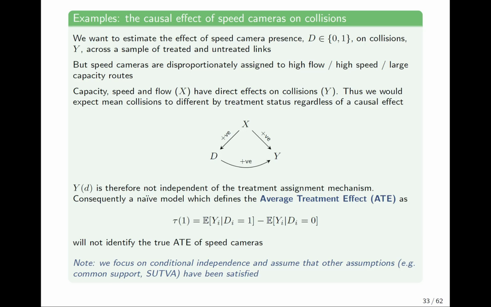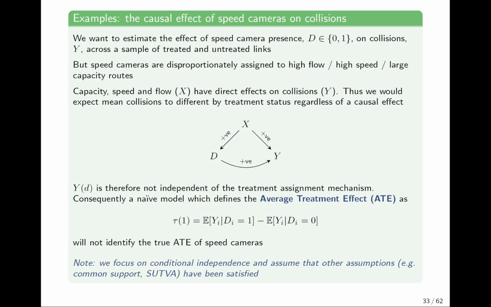Places that get speed cameras tend to have higher capacity, higher speed, higher flow, and places with higher speed, higher capacity and higher flow tend to have higher collisions in any case. So D and Y are associated even without a causal effect of the treatment, although there is one in this case, due to the backdoor path. And I hope that demonstrates the principle that in this situation the potential outcomes are not independent of treatment assignment unconditionally, and therefore if we use this kind of approach for identification, we will not identify the true average treatment effect of speed cameras.